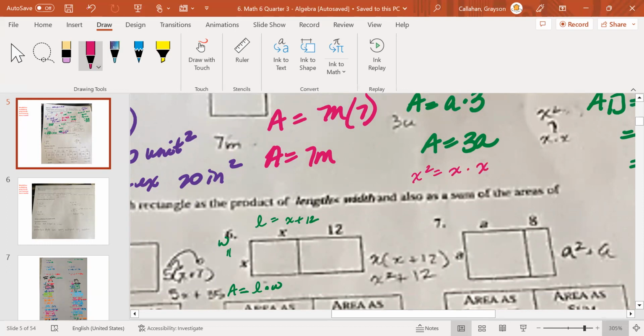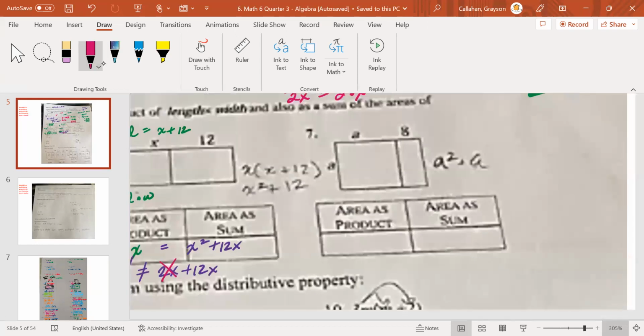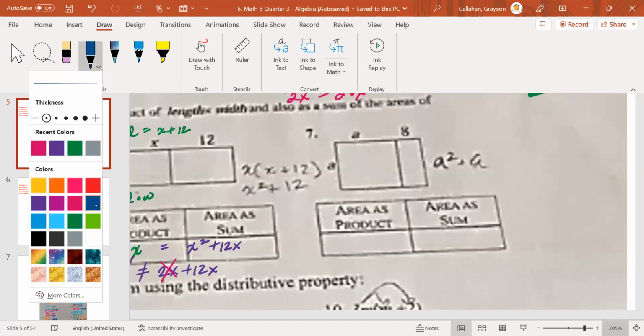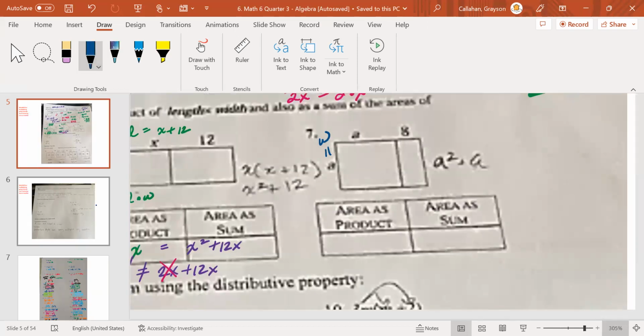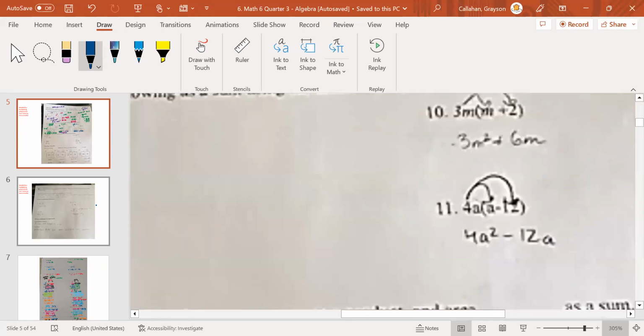So just so you know, x squared is x times x. You see that? 2x is 2 times x. There's a difference. Do you see the difference? Okay, so don't make that mistake. For number 7, we are going to say A is the width. The length is A plus 8. So you're going to have A times A plus 8, which is A squared plus 8 squared.